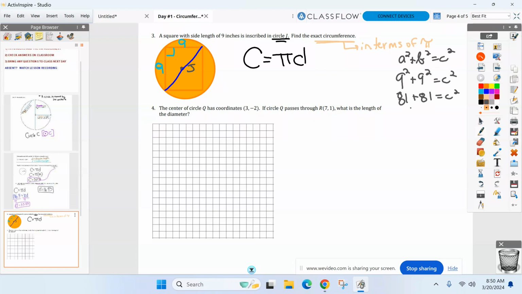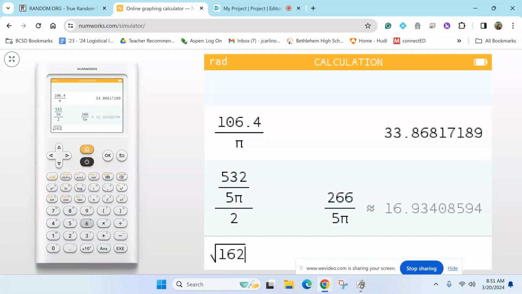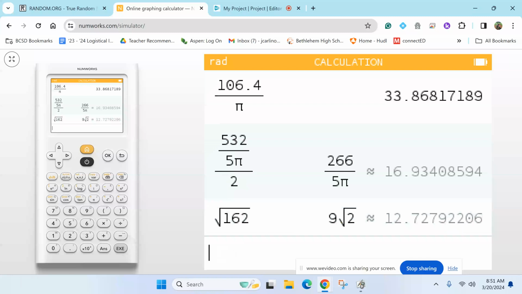I got a 162. Take the square root. I'm going through this fast because we've done this a ton this year. All right, I go to my calculator. Let's do the square root of 162. I think we all know which one I probably want to write down. Not this long decimal, right? I want to probably keep the 9 radical 2.